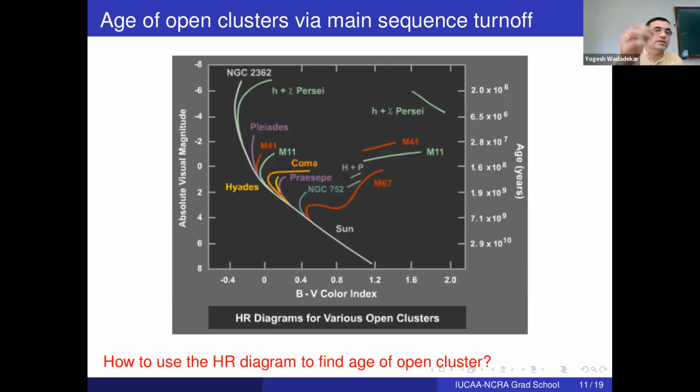And so by knowing how long stars of a given mass, absolute magnitude and color spend on the main sequence, one can constrain exactly the age of the Coma cluster, the M41 cluster, and so on, by simply plotting the absolute visual magnitude and the color of individual stars in that cluster.